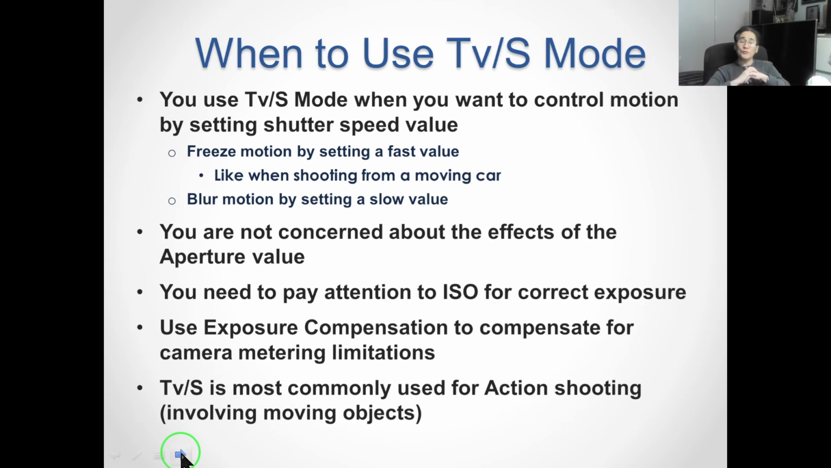When do you use TV or S mode? Obviously, when you want to control the shutter speed value, right? And you control the shutter speed value to do what?